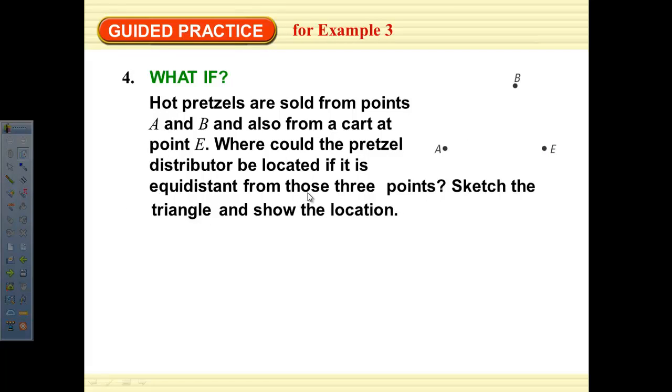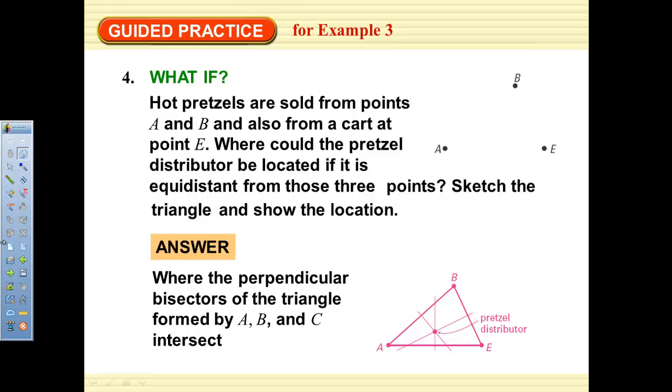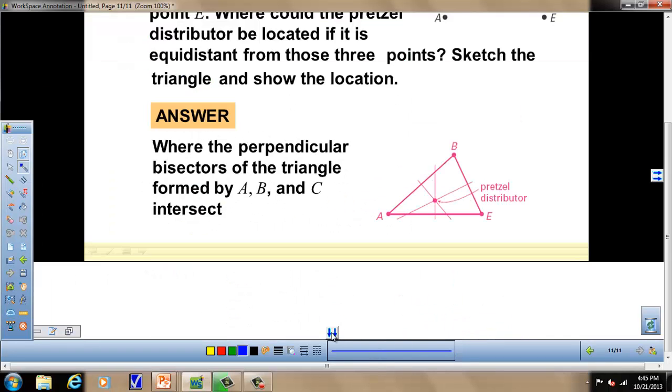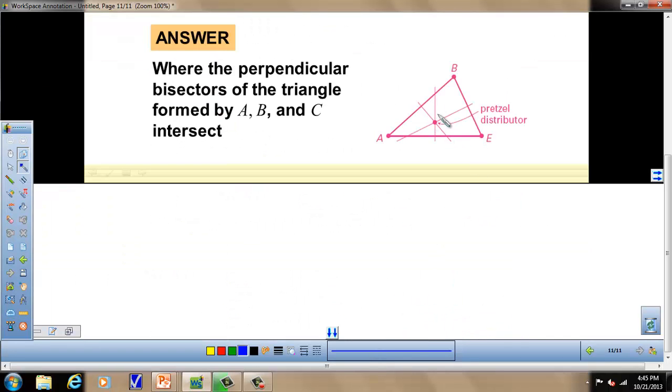This is just the same type of problem. Again, we want to know what the circumcenter is. So if you were to do this, it would look something like this. If we call this D right here, we would know that AD would be equal to BD would be equal to ED. So all three of those lengths would be equal.